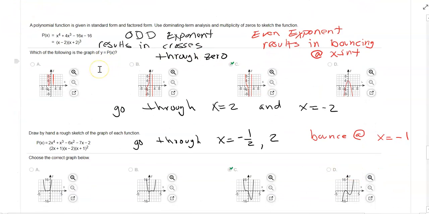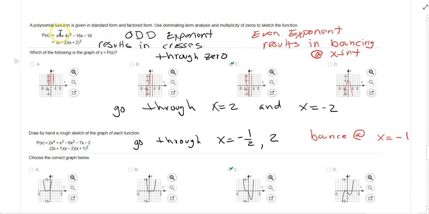Here we're looking at multiplicity rules. And so our rules here, when we have an odd exponent, that means that the function is going to go through that 0. And if we have an even exponent, that means that we're going to bounce off that 0 at that x value. And so here I see I have x minus 2 to the first power, so I know that that is going to go through at 2. And I have x plus 2 to the third power, that is odd, so I know I'm also going to go through at negative 2. And I can see that happens here in this function. I go through negative 2 and I come back through.